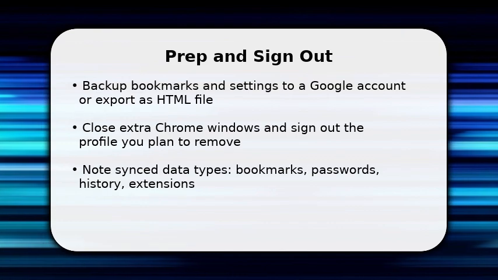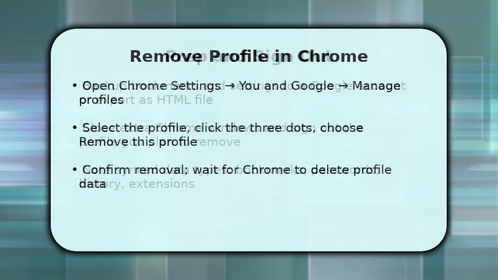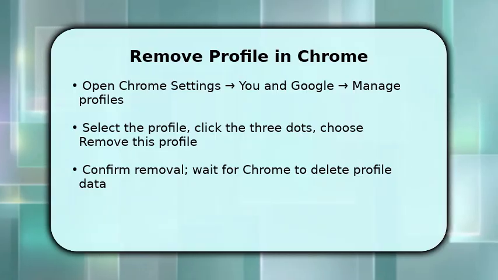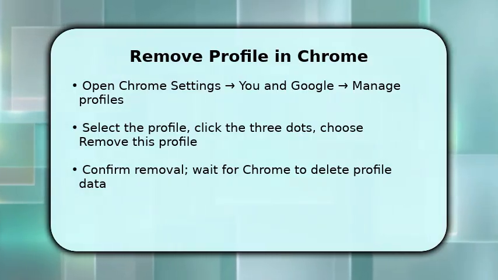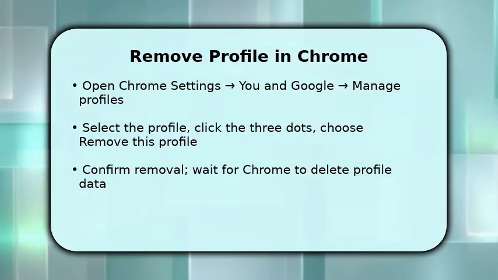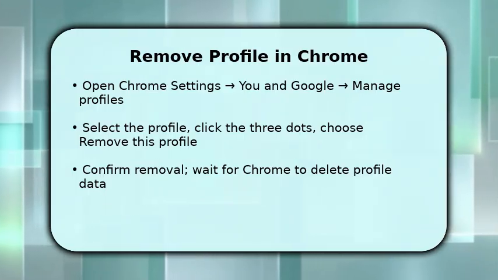You'll now remove the profile from Chrome itself. Go to Settings, find You in Google, then Manage Profiles. This lists every local profile. Click the profile you want, hit the three-dot menu, and choose Remove this profile, confirm when prompted. This deletes the profile's local data and disconnects sync from that account.